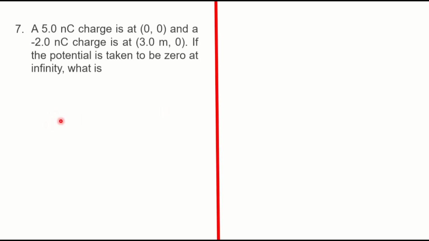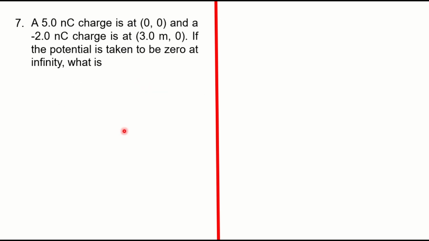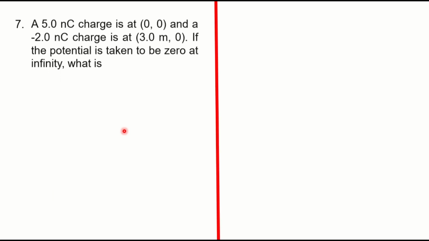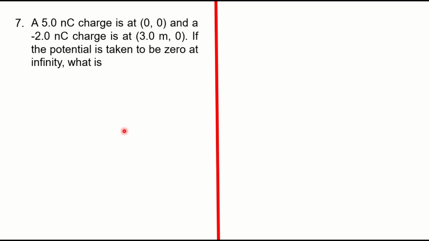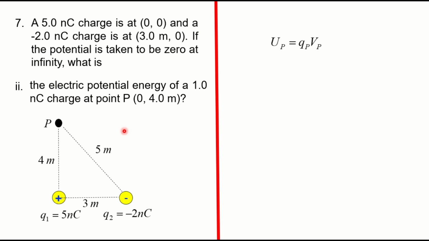So the next part of this question is the same question. It asks about the electric potential energy. Earlier we calculated the electric potential, but now we want to calculate the electric potential energy, which is U. They want us to calculate the electric potential energy at point P, so it's UP. The electric potential energy at point P is equal to QP VP, which is the charge at point P multiplied by the electric potential at point P.